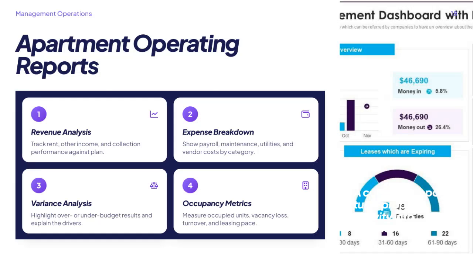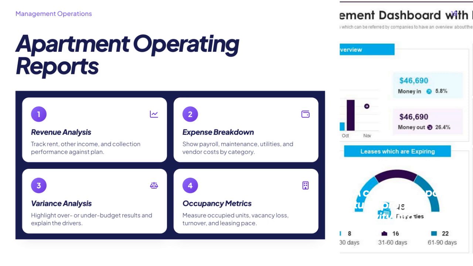Let's delve into apartment operating reports, which are essential for effective property management. First, there's revenue analysis. Here, we track rent, other income sources, and how well collections are performing compared to our plan. This helps us understand if we're meeting financial expectations. Next, we have expense breakdown. This section details costs like payroll, maintenance, utilities, and vendor expenses, organized by category. It allows us to pinpoint where our money is going and manage expenses wisely.